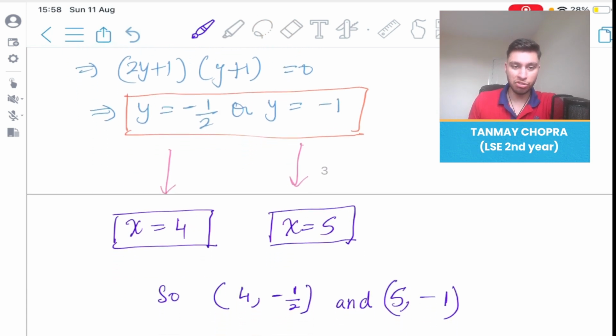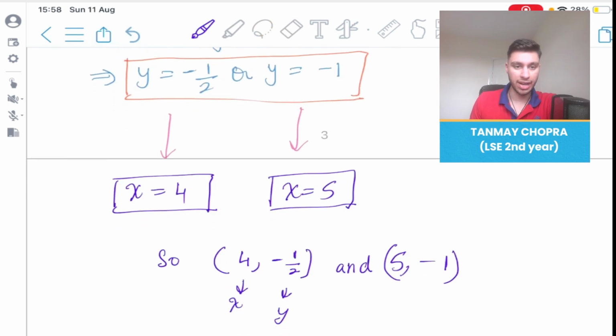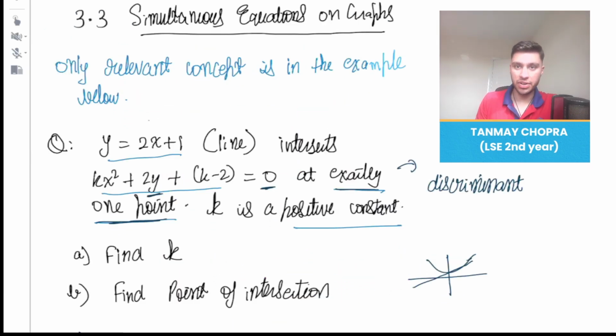So the final solution, you are safe to write it in this coordinate form, where this represents the x value and this represents the y value. So you'll get this, and this is the right solution. So this is 3.3, simultaneous equations on graphs.